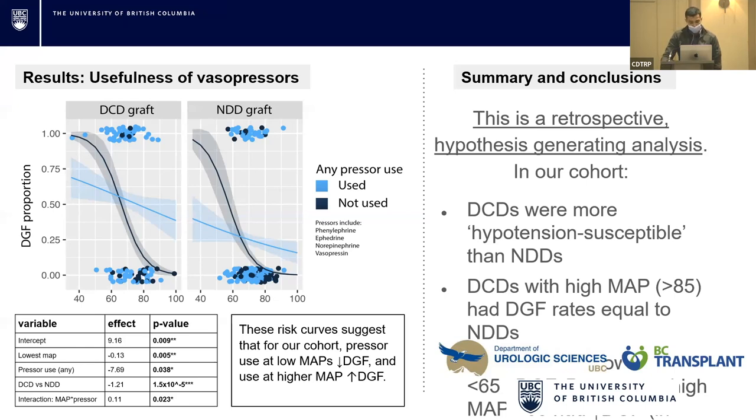So overall, we've generated some interesting hypotheses about MAP targets. And if we can test these hypotheses, hopefully one day we can optimize anesthesia protocols in transplant. We can move one step closer to getting the most benefit out of every kidney.